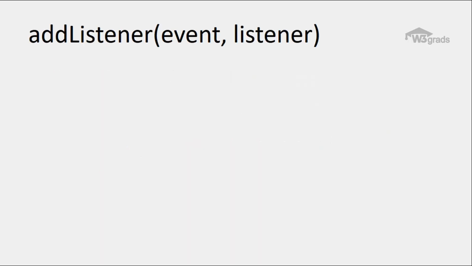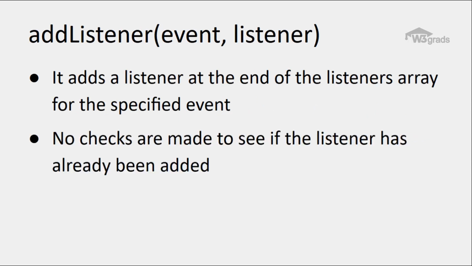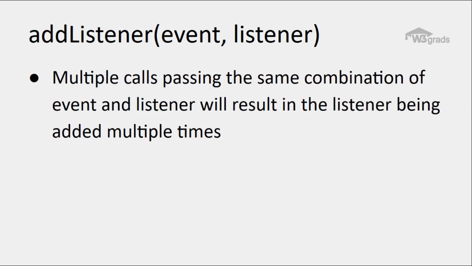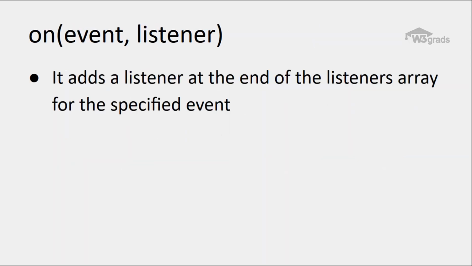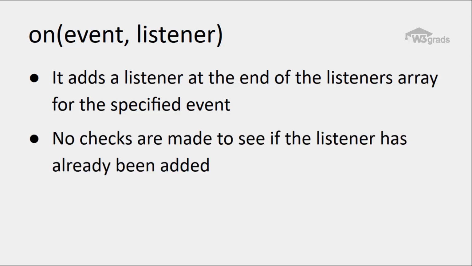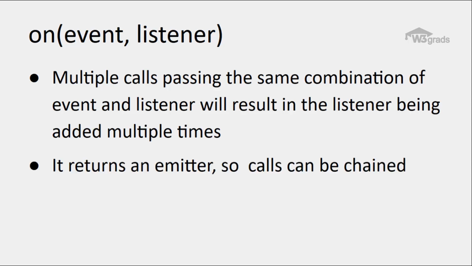The first method is the addListener method. It adds a listener at the end of the listeners array for the specified event. No checks are made to see if the listener has already been added. Multiple calls passing the same combination of event and listener will result in the listener being added multiple times. It returns an emitter, so calls can be chained. Next one is the on method. This method adds a listener at the end of the listeners array for the specified event. No checks are made to see if the listener has already been added. Multiple calls passing the same combination of event and listener will result in the listener being added multiple times. It returns an emitter, so calls can be chained.